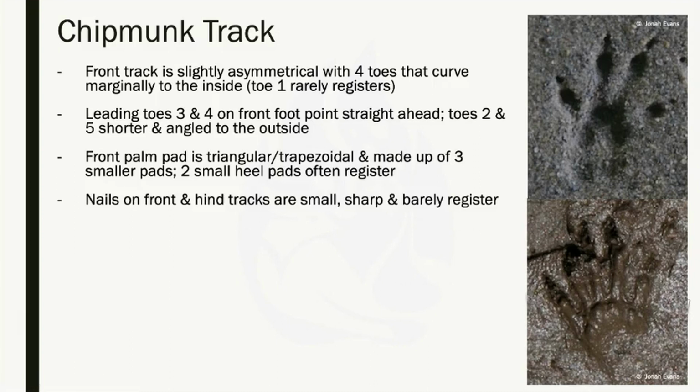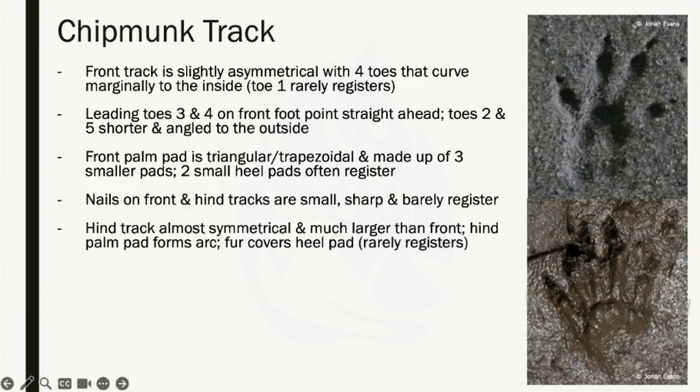Okay. Again, they have on both the front and hind small, sharp nails. And they did actually register here, as you can see in this front track. But in most cases, you're not going to see those. The hind track is more symmetrical, and it's actually quite a bit larger than the front track.